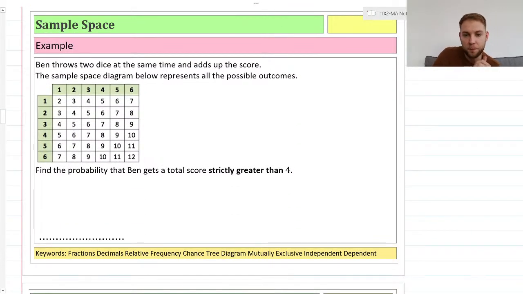So this one here is a little bit trickier. Again, it's not that difficult. In fact, have a little go at this one yourself.